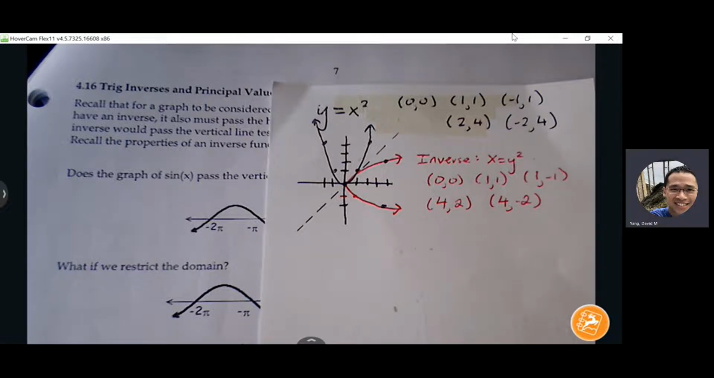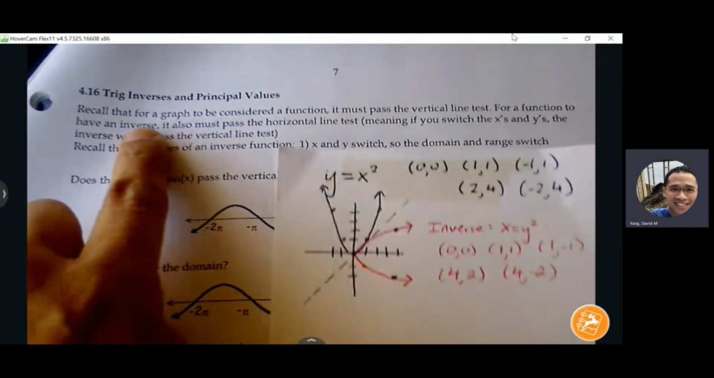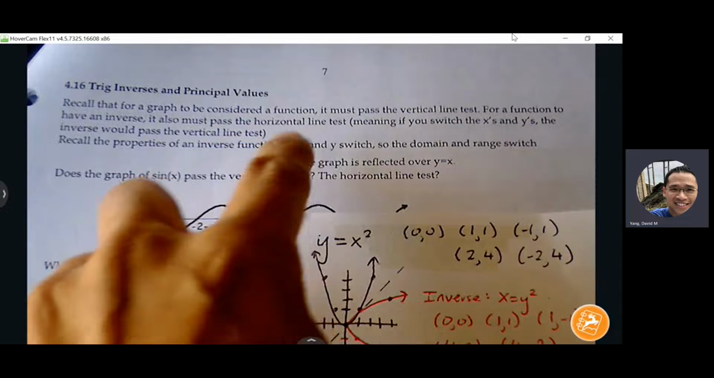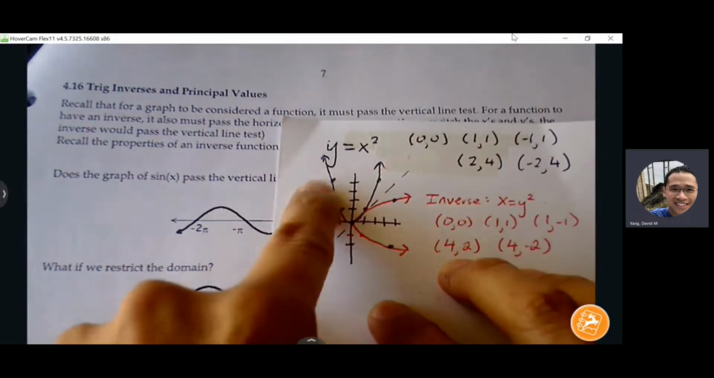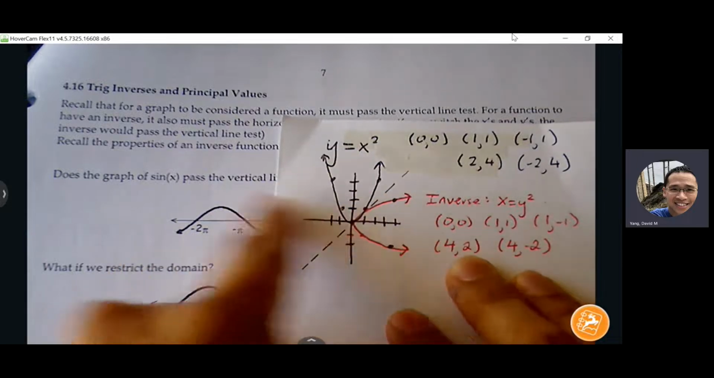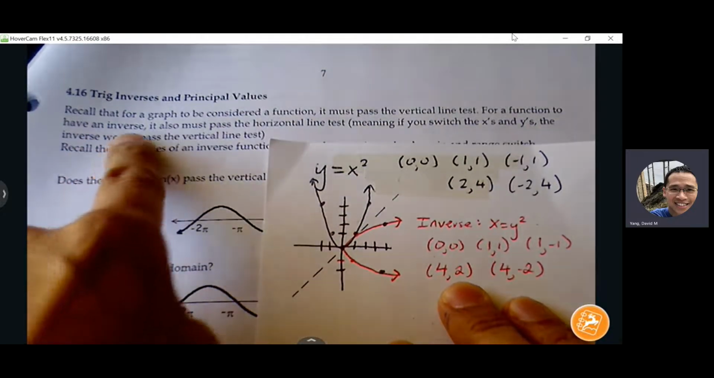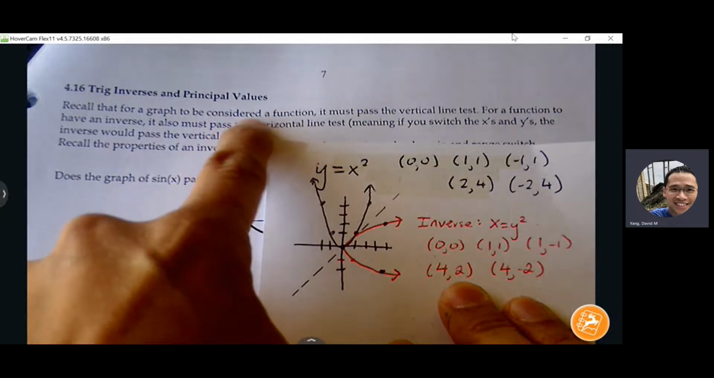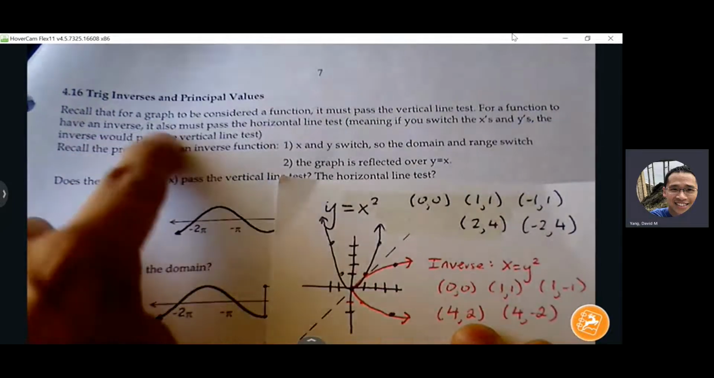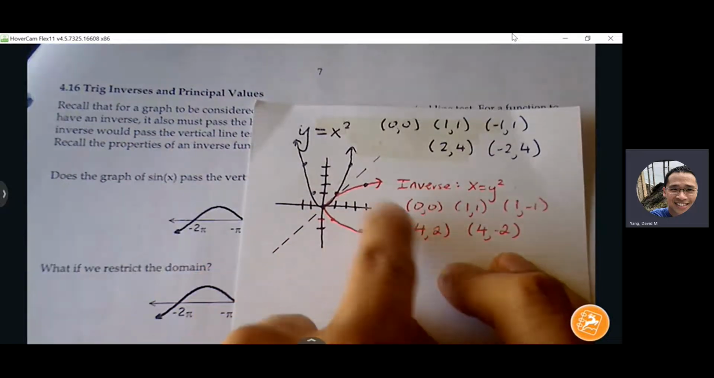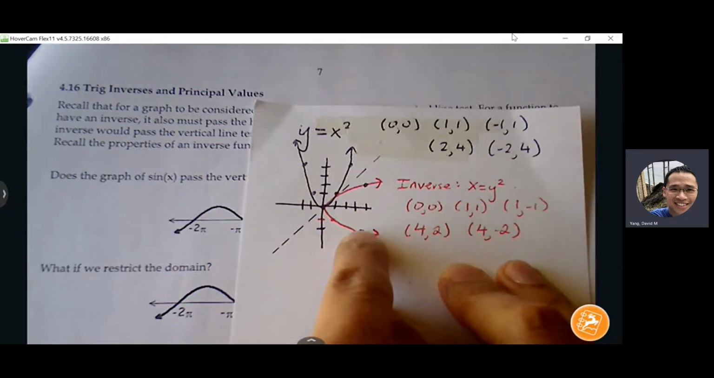Okay, so let me go ahead and read some of these notes here. Recall that for a graph to be considered a function, it must pass the vertical line test. Right? So obviously this parabola is a function that passes the vertical line test. For a function to have an inverse, it must pass the horizontal line test, meaning that if you switch the x and y's, the inverse would pass the vertical line test, which in this case would not pass the vertical line test. Okay.